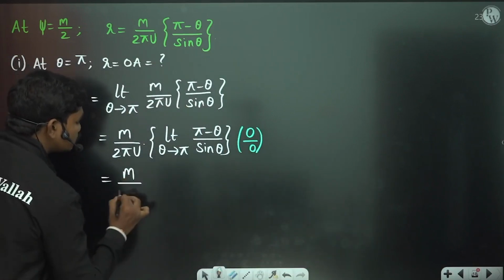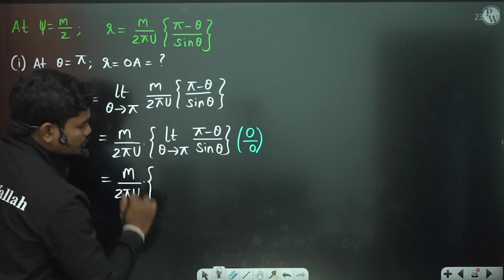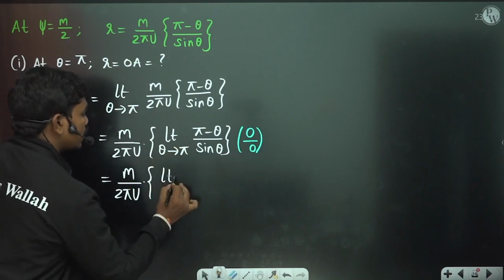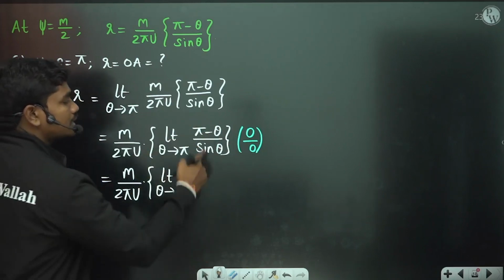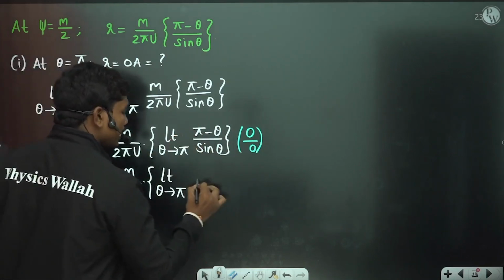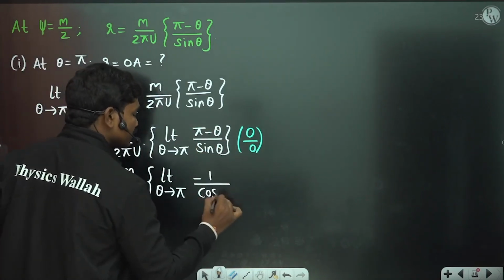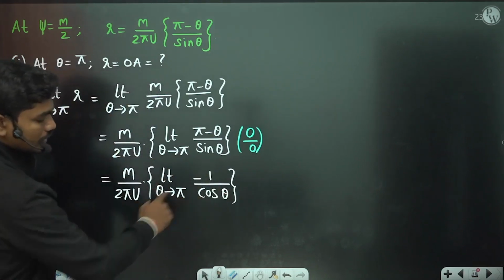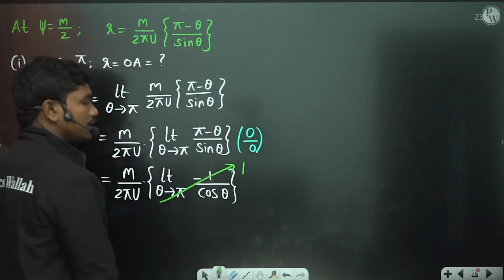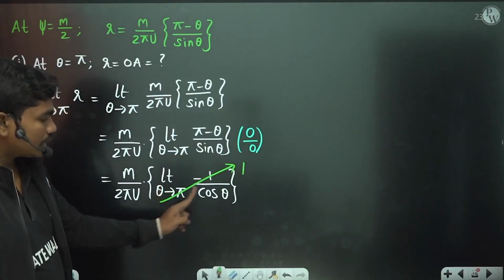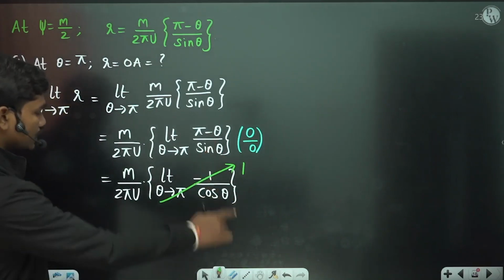m by 2 pi u times limit theta tends to pi of the differentiation of this quantity with respect to theta: derivative of pi is 0 minus derivative of theta with respect to theta is 1, divided by derivative of sine theta, which is cos theta. Okay, so if you substitute theta equal to pi, this limit will give you a value of 1, because cos pi is minus 1. So minus 1 by minus 1 gives you 1 here. Okay, so this limit is 1.